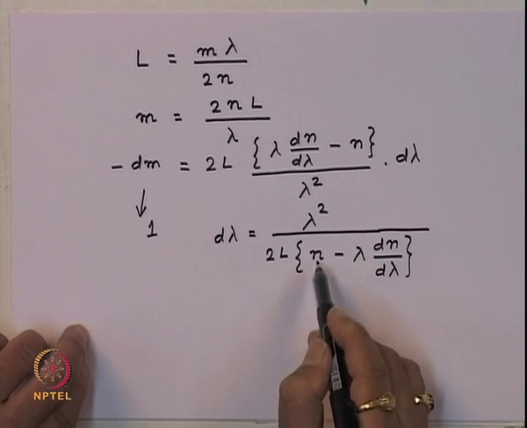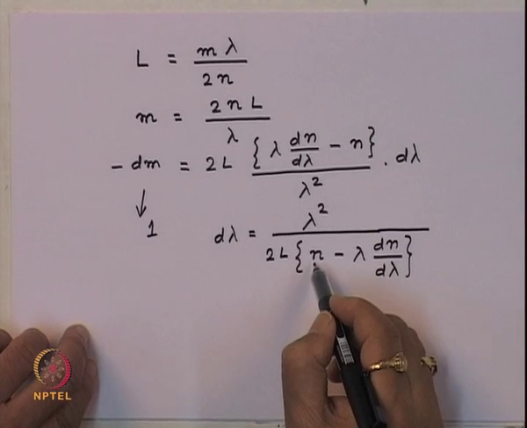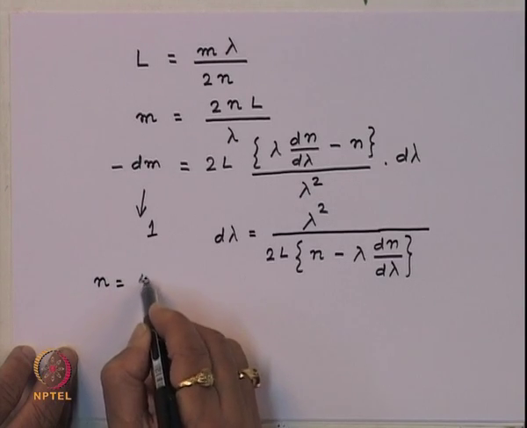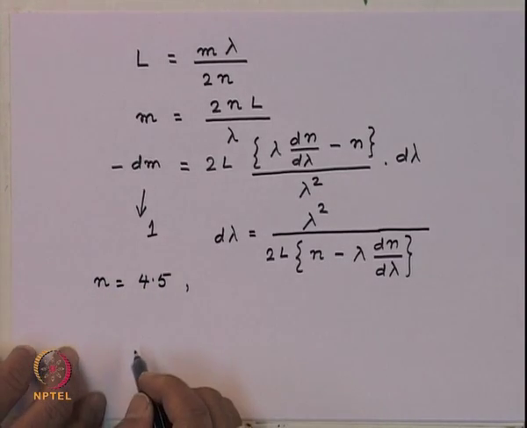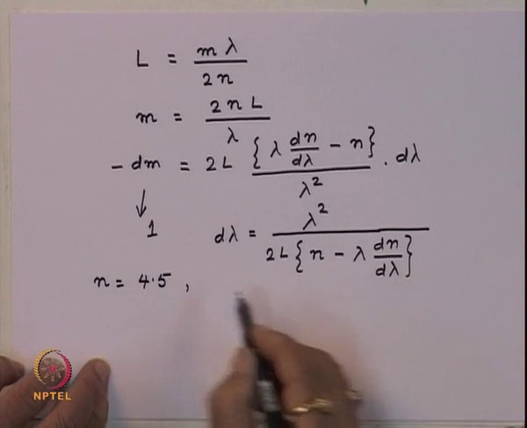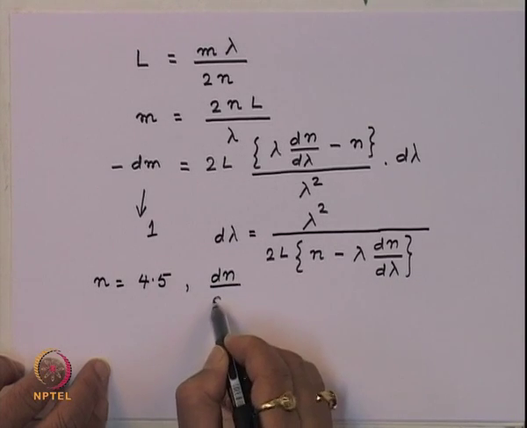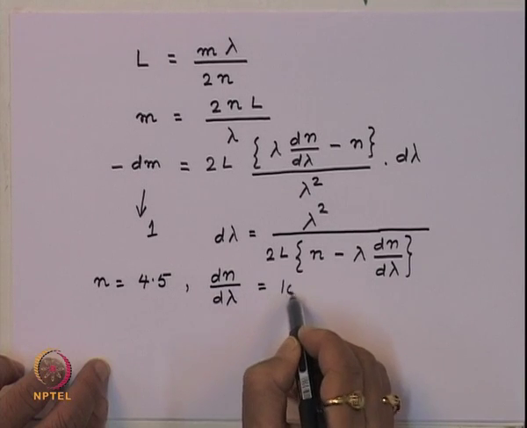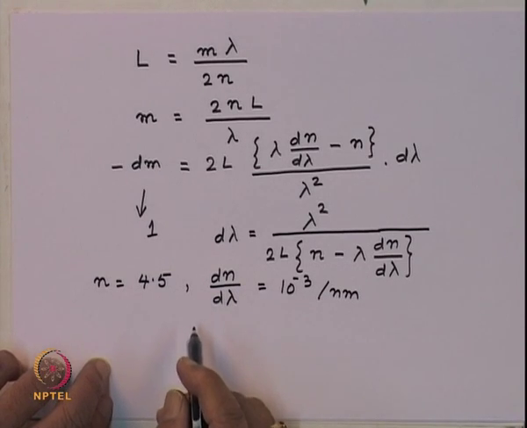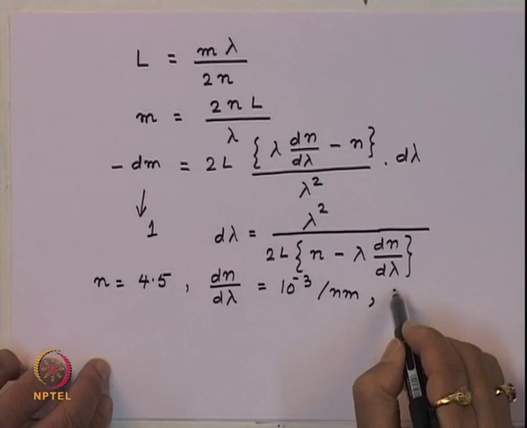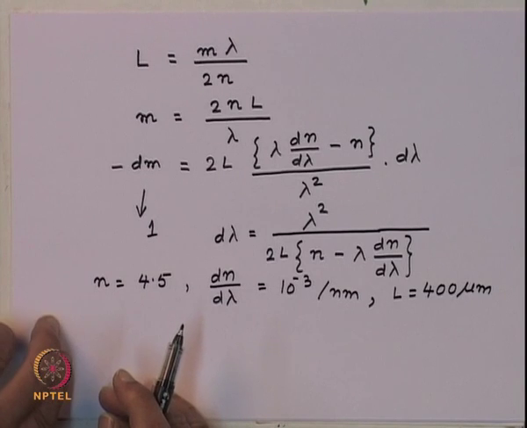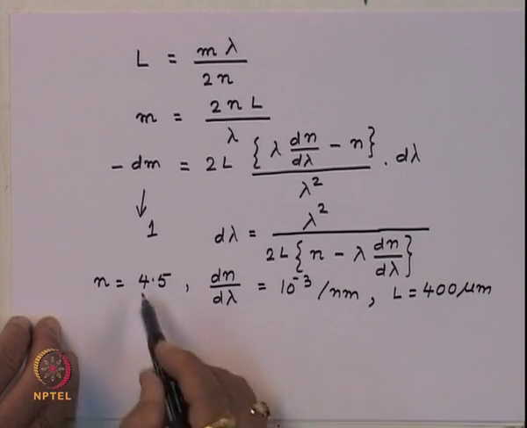Now, we are given all the parameters in this problem. The n is the refractive index of the material, that is given as 4.5. The rate of change of refractive index as a function of wavelength is also given. So, this quantity dn by d lambda is equal to 10 to the power minus 3 per nanometer. The L, which is the length of the cavity, is given as 400 micrometer.